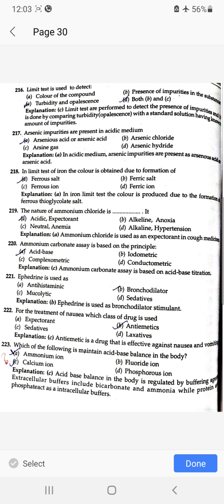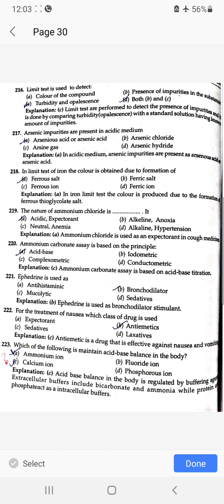Limit test is used to detect the presence of impurities in a substance, by turbidity and opalescence. Arsenic impurities present in acidic medium are arsenious acid and arsenic acid. In the limit test of iron, the color is obtained due to the formation of ferric salt. The nature of ammonium chloride is acidic, used as an expectorant. Ammonium carbonate assay is based on the principle of acid-base titration.